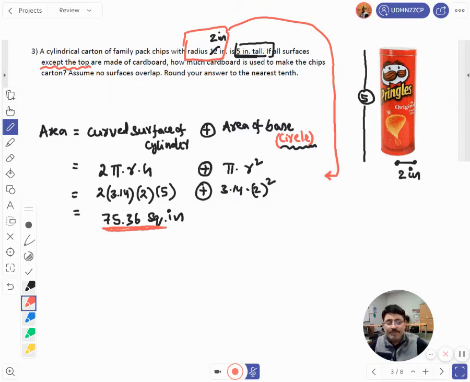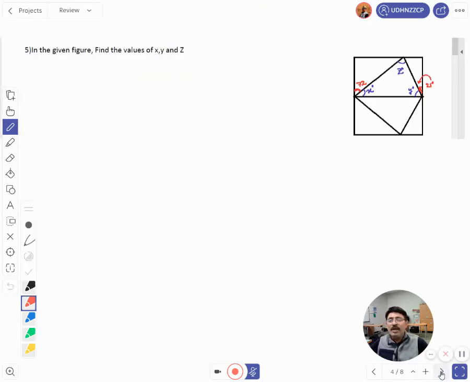Okay, so let me move to the next question. In the given figure, find the values of x, y, and z. So I see that first of all, remember, even yesterday I mentioned L shape means 90 degrees. Please remember, L shape means 90 degrees. Therefore, here I see that L shape. We call it perpendicular.